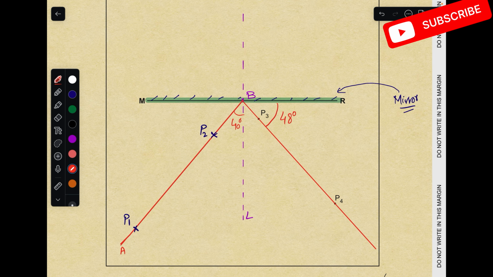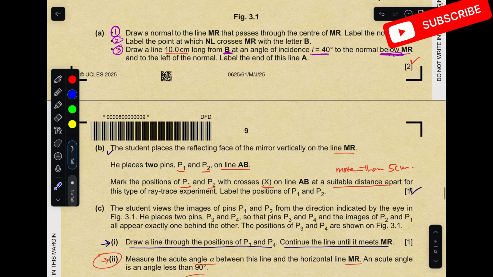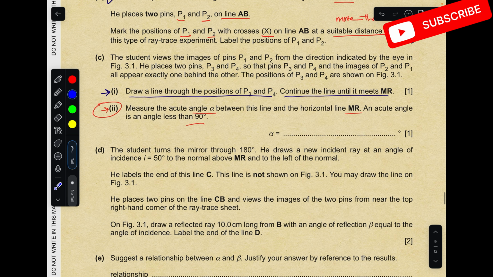Okay, so this is called alpha. If this is 48 degrees, this thing will be 42 degrees, which is almost equal to this thing. We will discuss this in the next part. In part D, this is the 48 degrees that I have got. The units are already there.